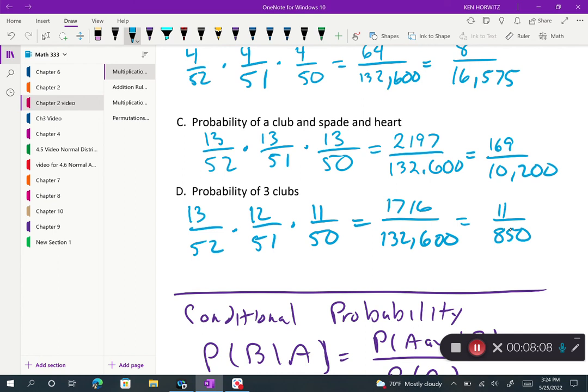All right, so that is the multiplication rule with dependent events. I hope you enjoyed the video. Next video will be on the next section, conditional probability.